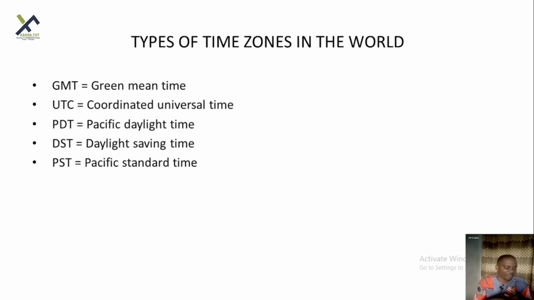As we look at these different trading sessions, their properties, and how we can trade them: we have about 5 different time zones in the world. Number 1, the Greenwich Mean Time, which is the GMT. Number 2, the Coordinated Universal Time, which is the UTC. Number 3, the Pacific Daylight Time, which is the PDT. Number 4, the Daylight Saving Time, which is the DST. And the last one, the Pacific Standard Time, which is the PST. These time zones affect the timing and seasons of different locations at different times. But for the sake of this video, we're going to be concentrating on the GMT and the UTC, okay?